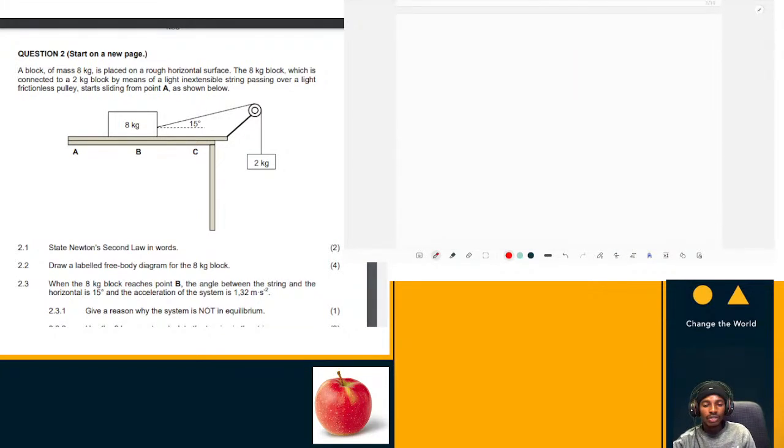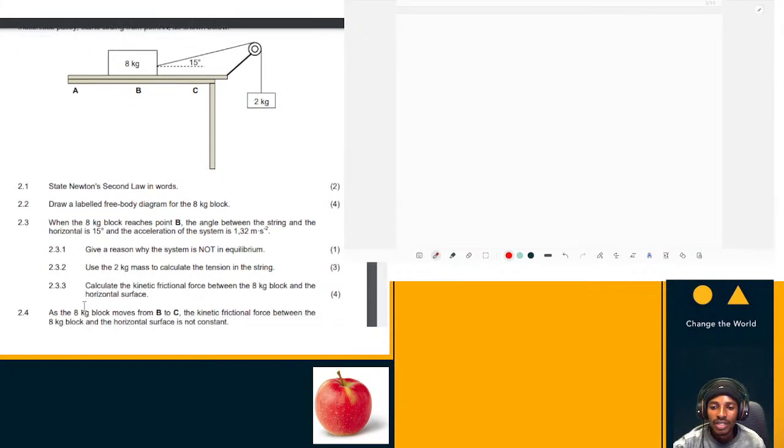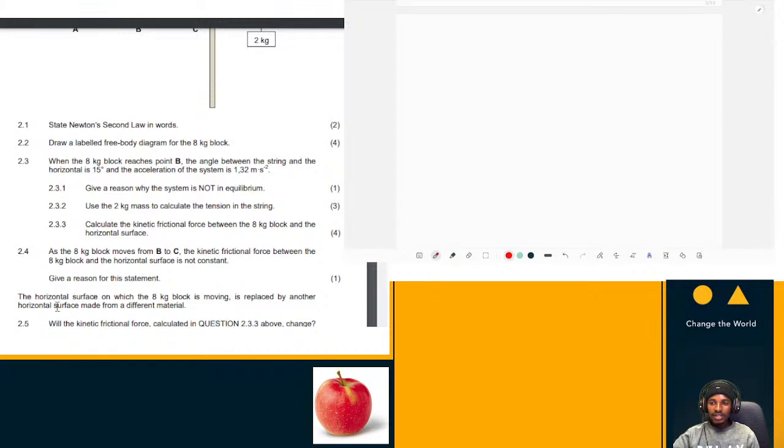So question 2.1: state Newton's second law in words. So what does Newton's second law state? Newton's second law states that if a non-zero resultant force acts on an object, the object will accelerate in the direction of this resultant force, with the acceleration directly proportional to the resultant force and inversely proportional to the mass of the object.